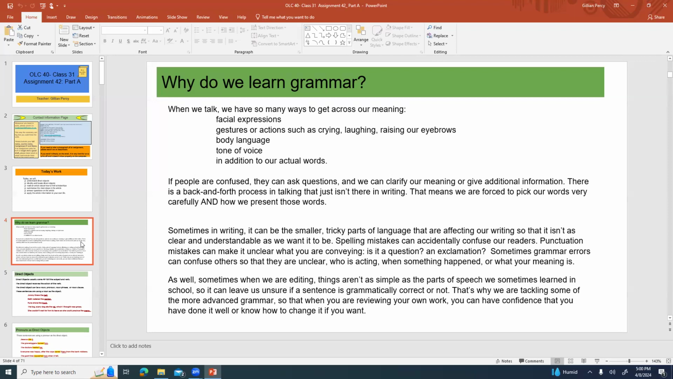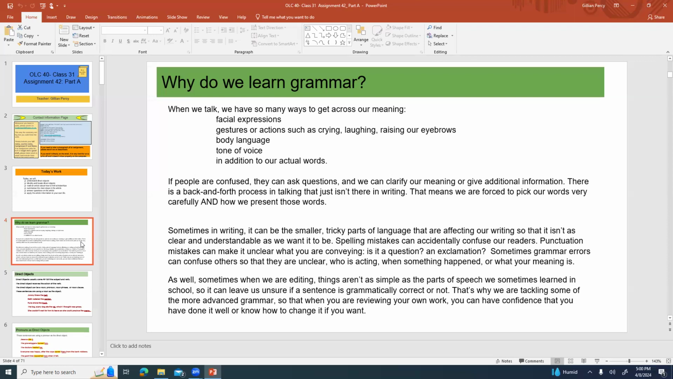So sometimes in writing, it can be the smaller, trickier parts of language that are affecting our writing so that it isn't as clear and understandable as we want it to be. So it isn't about doing everything correctly. It's about making sure we're understood, right? Spelling mistakes can accidentally confuse our readers. Punctuation mistakes can make it unclear what you're conveying. Is it a question, an exclamation, a statement?